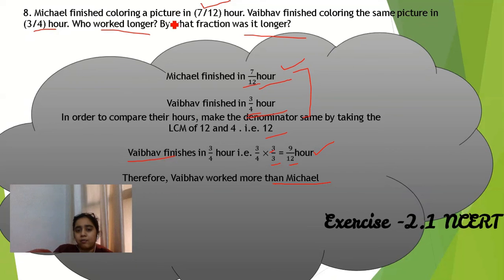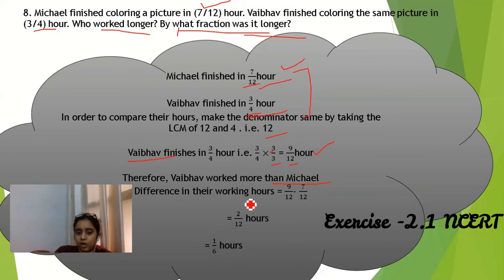And we have to find out by what fraction it was longer. In order to find this, we subtract their working hours. So the difference in their working hours would be 9 upon 12 minus 7 upon 12. Now we have the same denominators, so we just subtract the numerators. That is 9 minus 7 is 2. So our answer is 2 upon 12, and we cancel with 2: 2 1s are 2 and 2 6s are 12. So our answer is 1 upon 6 hours.